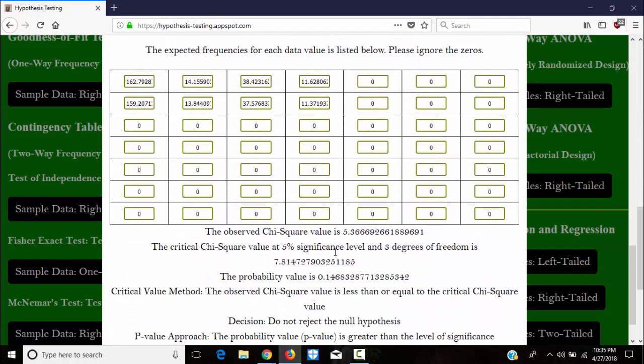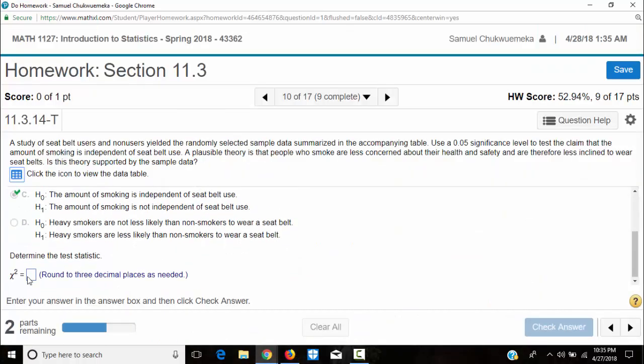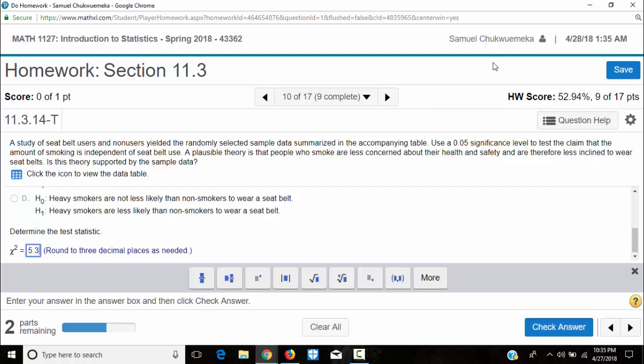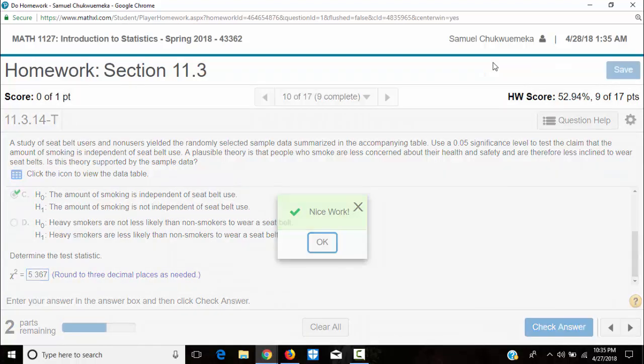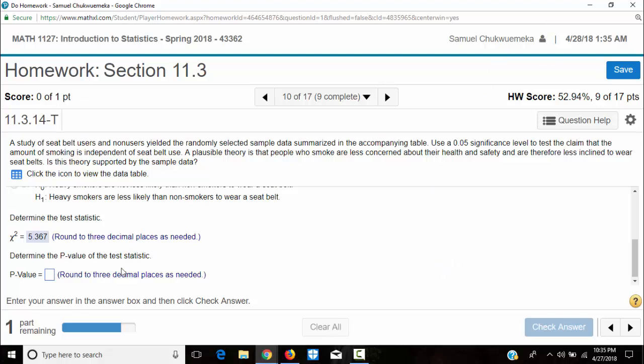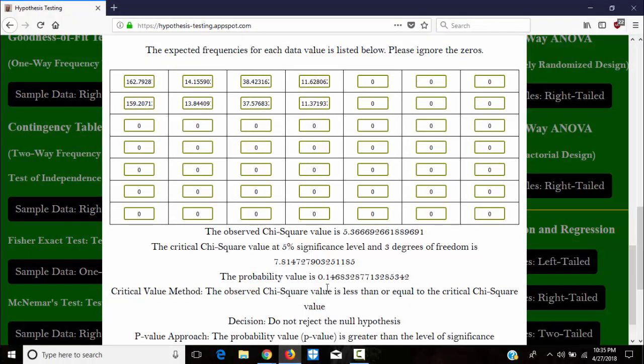The test statistic to 3 decimal places is 5.367. The p-value to 3 decimal places is 0.147. We used to do it to 4, but now it's to 3 decimal places.